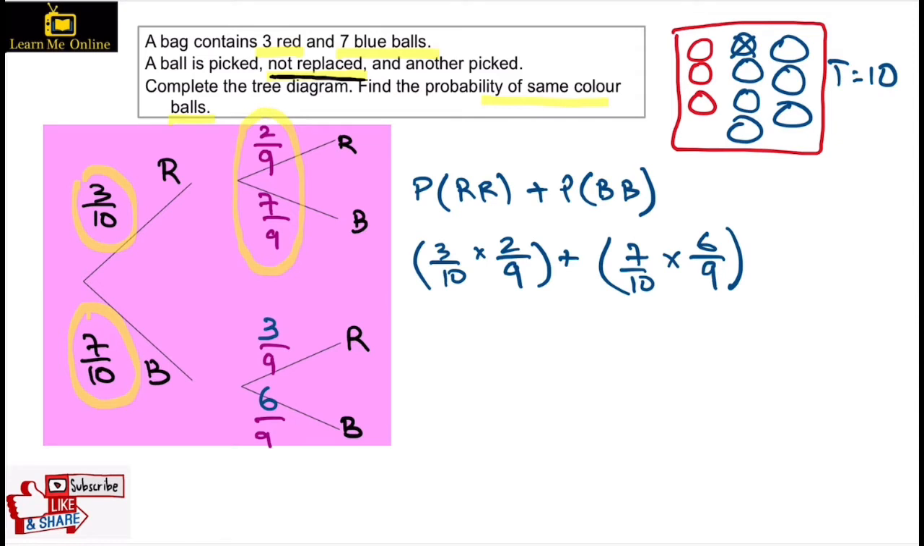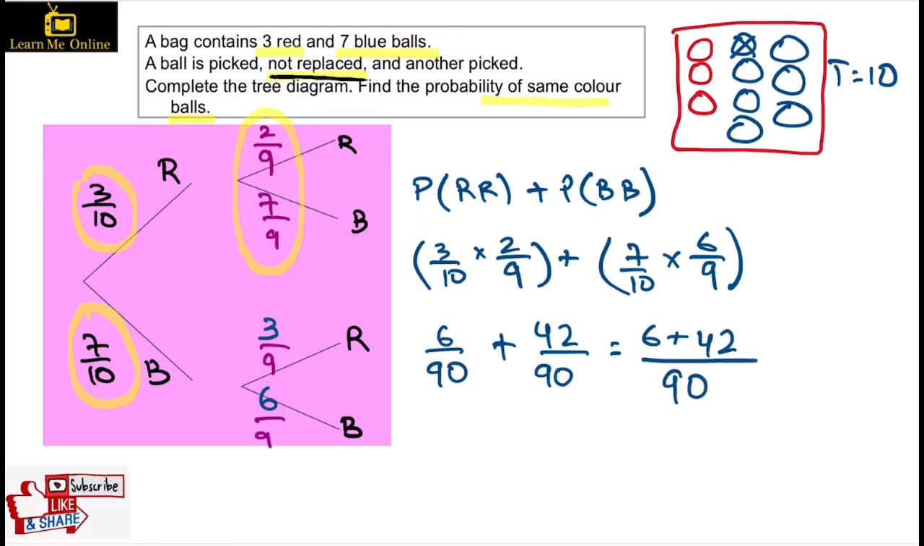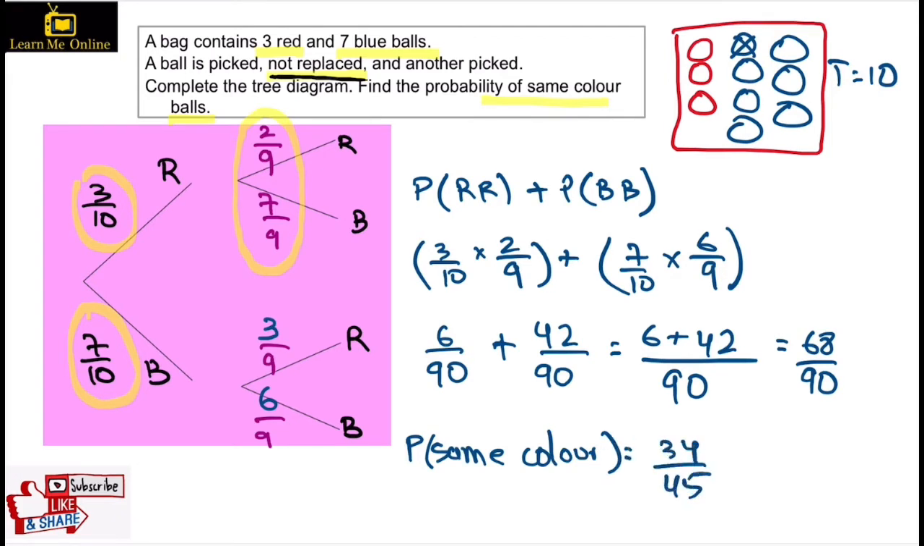We're going to simplify the fractions together. So it would be 6/90 plus 7 times 6, which is 42, so 42/90. Because we have the same denominators, we add the numerators: 6 plus 42, and then 90 in the denominator. 6 plus 42 is 48, so 48/90. Both 48 and 90 go in the 2 times table, so we simplify by dividing the top and the bottom by 2, and the probability of the same color is 24/45, because half of 48 is 24 and half of 90 is 45.